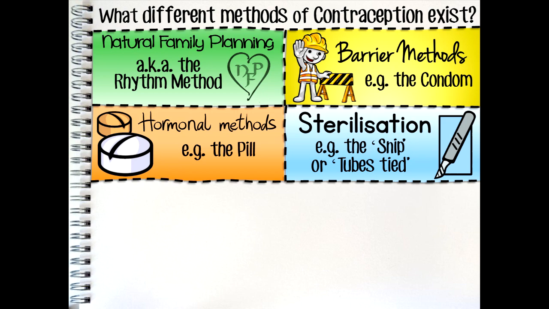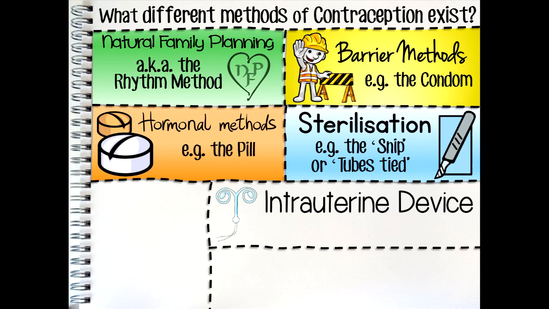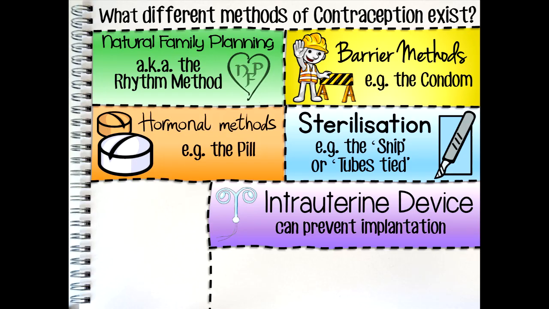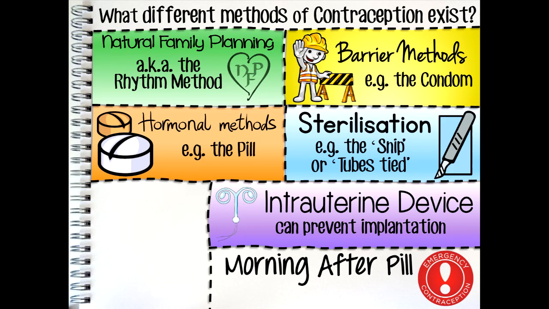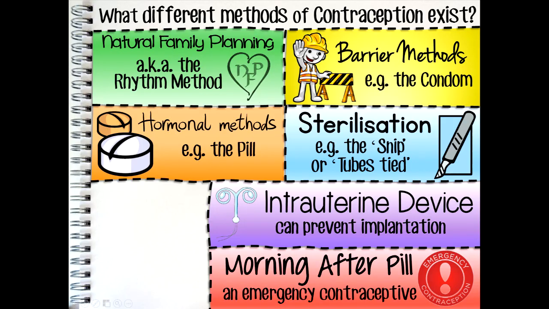Two further methods should be mentioned, which are more controversial for reasons that will become clear. An IUD, or intrauterine device, is a small device inserted into the uterus, which makes it unlikely for the lining of the womb to be able to accept a potential embryo. The morning after pill, which is sometimes called an emergency contraceptive, is a drug that works either by preventing ovulation or by preventing a fertilized embryo from implanting in the lining of the womb.